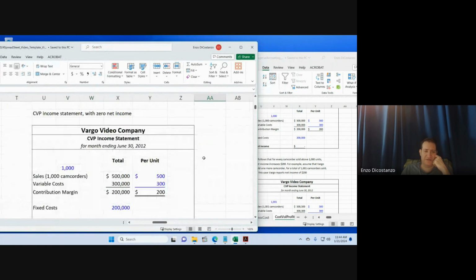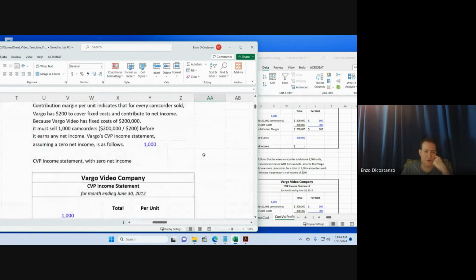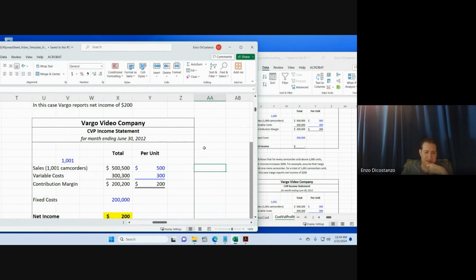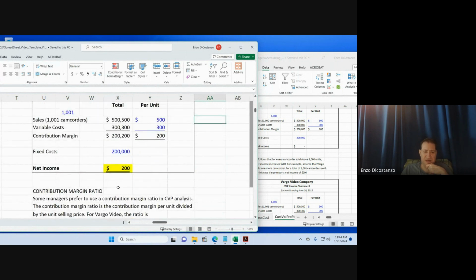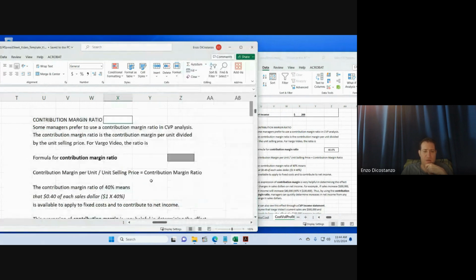So you have three of these. You have the 1,600 sort of just shooting into the air, a little more focused at 1,000, which is the break even, and then one past 1,000. Now you have 1,001 units being sold, and what does your net income look like? Okay. And now we want the formula here.